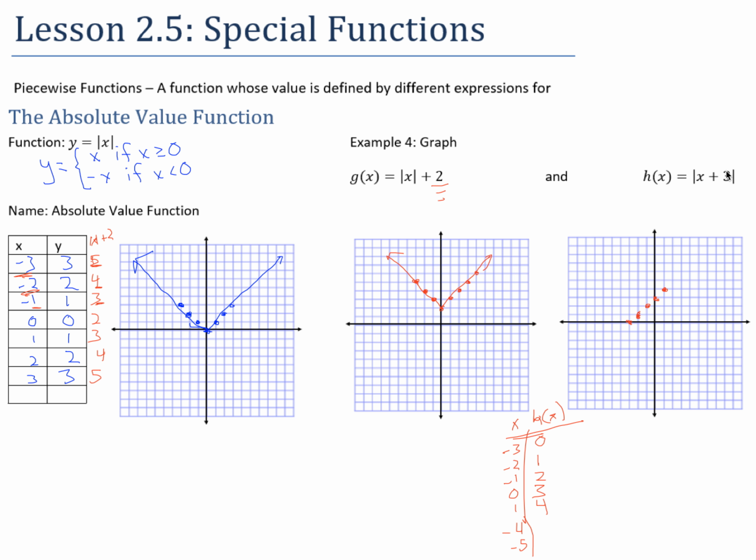Negative 4 plus 3 is negative 1. Absolute value negative 1 is 1. And negative 5 plus 3 is negative 2. Absolute value of negative 2 is 2. So we have negative 4, 1. Okay, well, there's our V shape. Negative 5 is 2. So our V is right here.